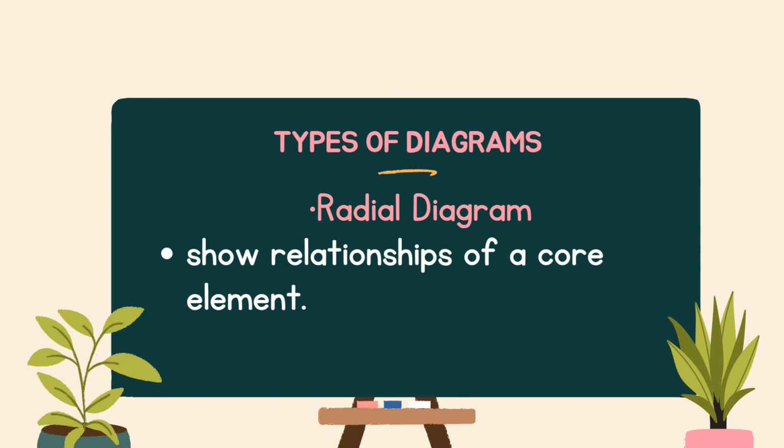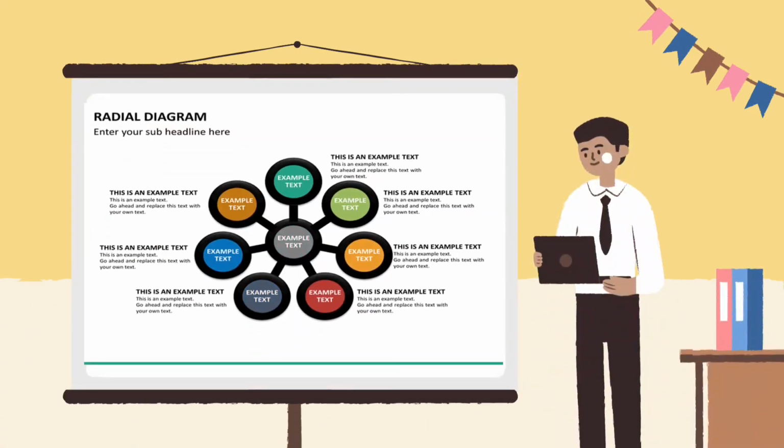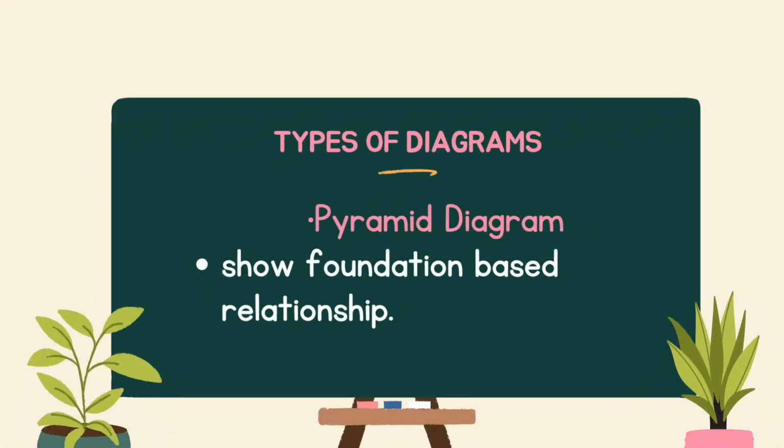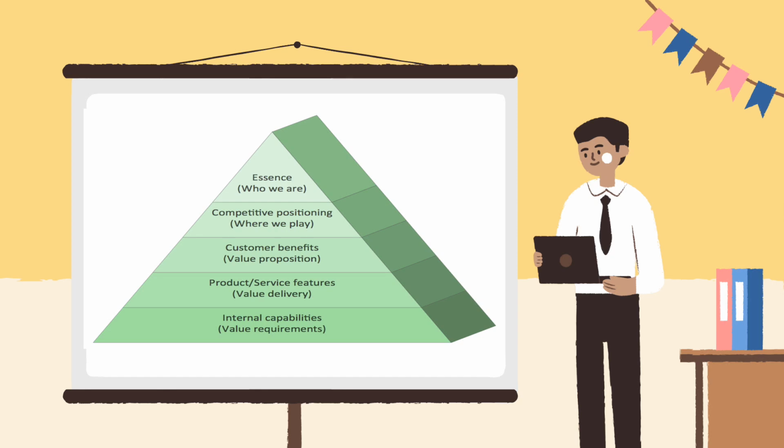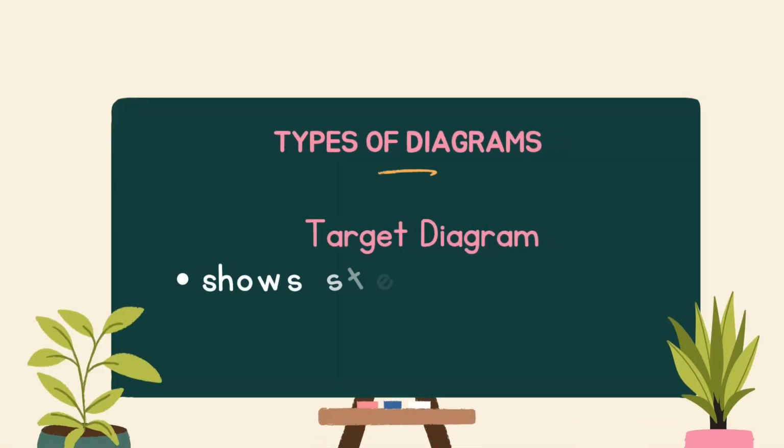Next is radial diagram. It shows relationships of a core element. A graph where values extend out from a central point and therefore demonstrate relationship of constituents. Next is pyramid diagram. It shows foundation-based relationship. A simple and easily understood chart used to show hierarchies, workflow, or a simple singular data set. The top bar represents the most important or significant factor, while the lower bars represent the sub-factors or subcategories that contribute to it.